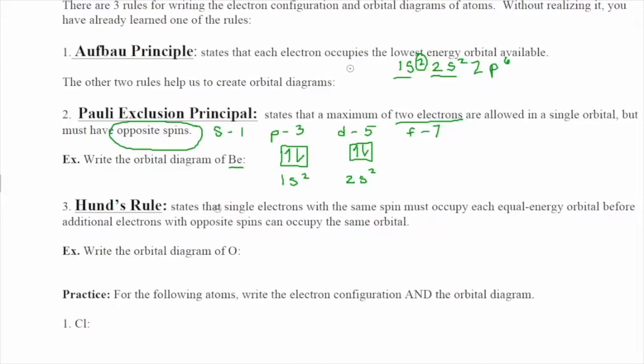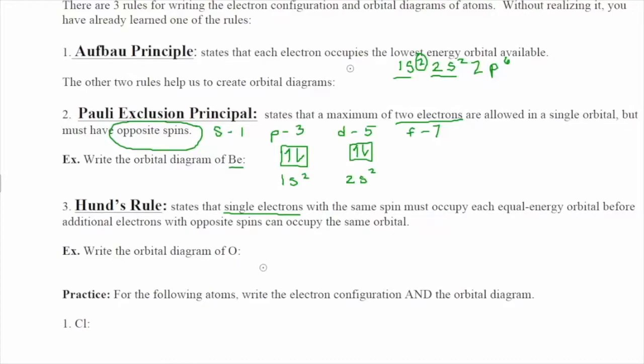Let's go on to Hund's rule, and then we'll get a little bit of practice. Hund's rule states that single electrons with the same spin must occupy each equal energy orbital before additional electrons with opposite spins can occupy the same orbital. Oh my goodness. Okay, we're going to go through oxygen as an example, and you'll see that even though the wording may seem overwhelming, it's actually quite simple, and it actually makes sense. It helps you to fill the orbital.